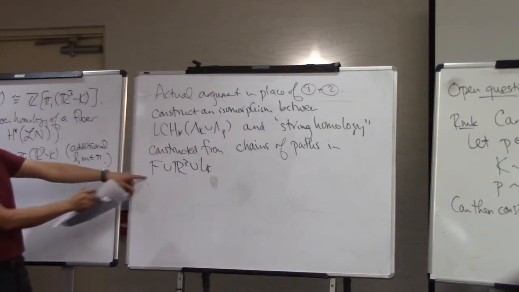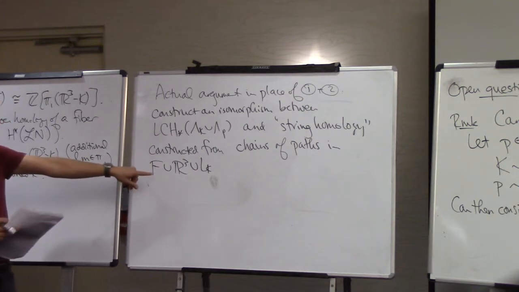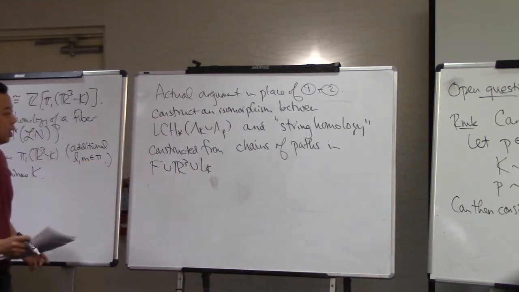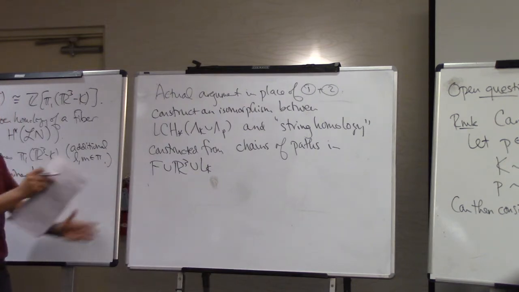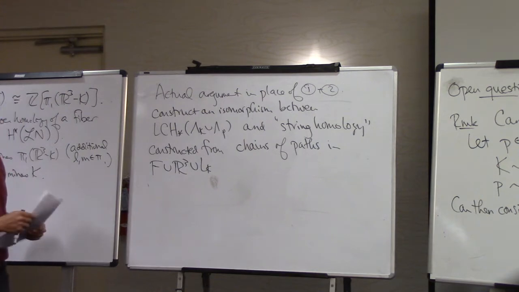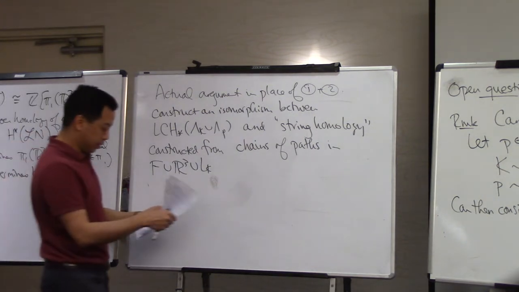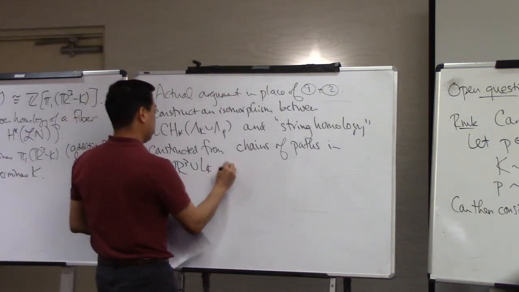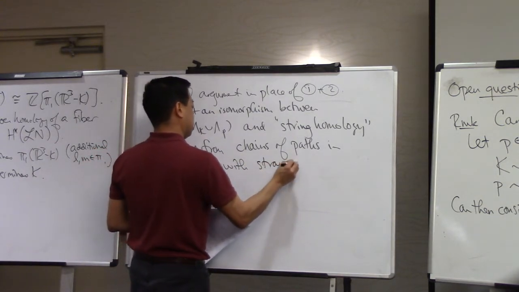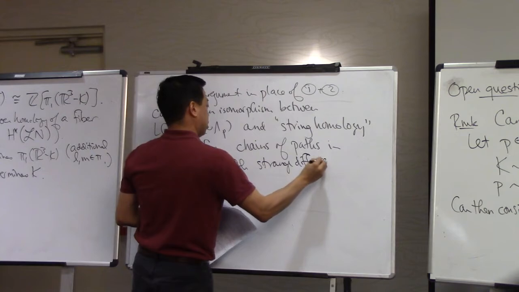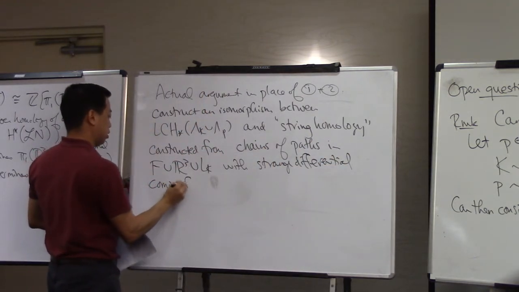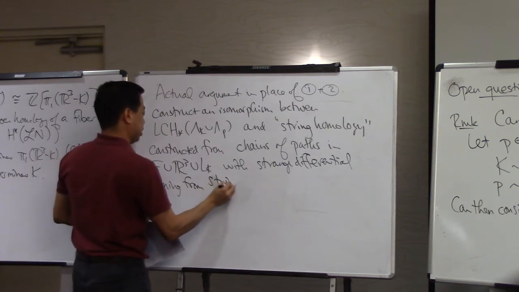So you can look at paths in this space or loops in this space and consider just singular chains in that thing. And there's the usual singular differential, but there's an additional differential that comes from some sort of string coproduct.